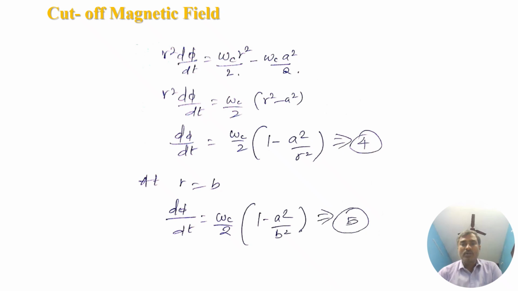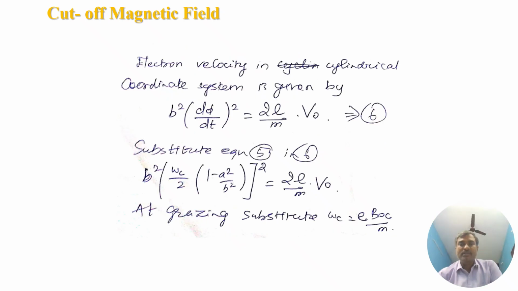At r equal to b, the electron just reaches the inner wall of the anode and returns back towards the cathode. This is the required condition for sustained oscillation. In order to get the motion of the electron under sustained oscillation, it is necessary to put r equal to b. So by putting r equal to b in equation 4, we get equation 5. The electron velocity in the cylindrical coordinate system is given by equation 6.